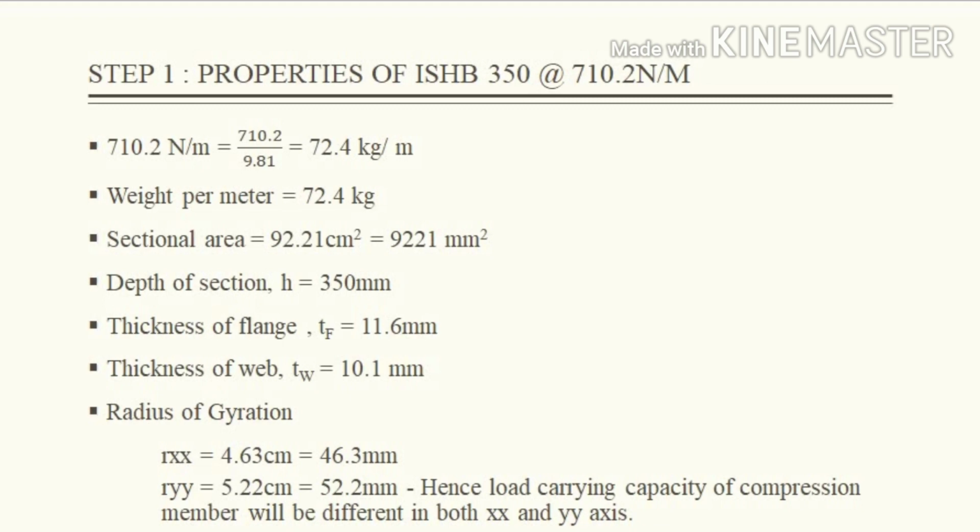Sectional area is equal to 92.21 centimeter square, that is equal to 9221 mm square. Depth of section H is equal to 350 mm. Thickness of flange TF is equal to 11.6 mm. Thickness of web TW is equal to 10.1 mm. Radius of gyration RXX is equal to 4.63 centimeter, that is equal to 46.3 mm. RYY is equal to 5.22 centimeter, that is equal to 52.2 mm.